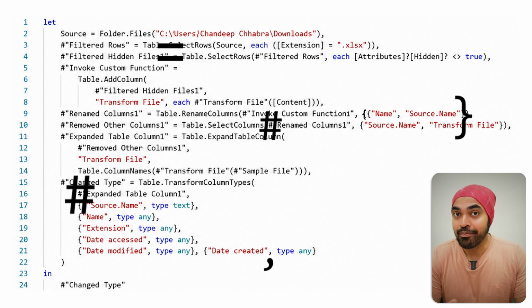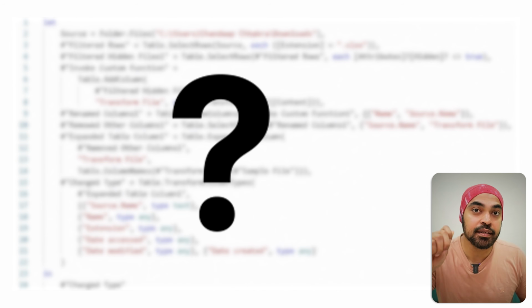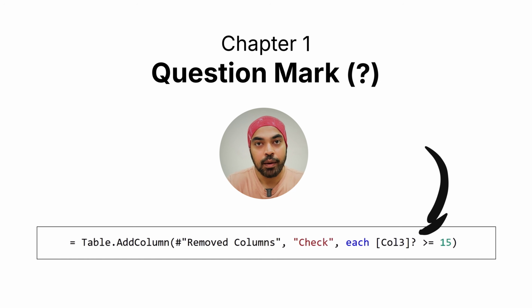Power Query's M language uses a lot of symbols, and one such symbol is the question mark. In this video, I'm going to talk about how you can use the question mark symbol creatively in your queries to make your queries a lot more robust.